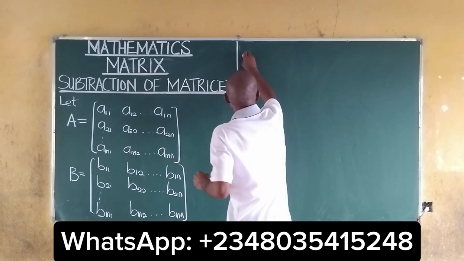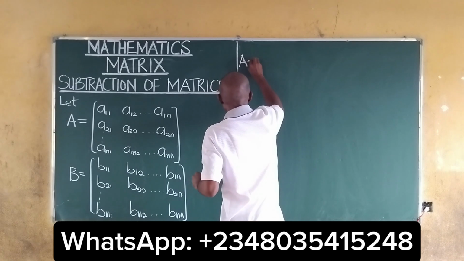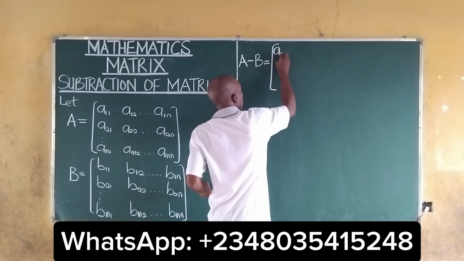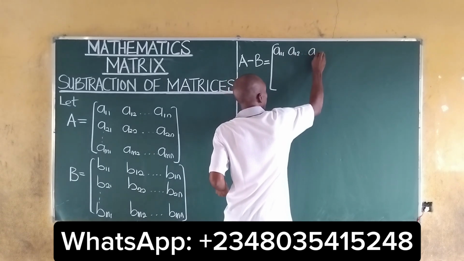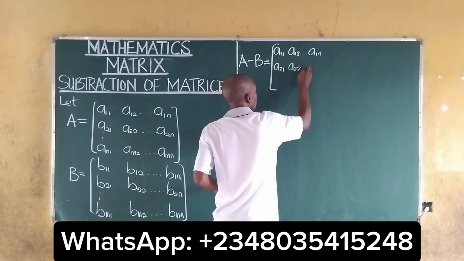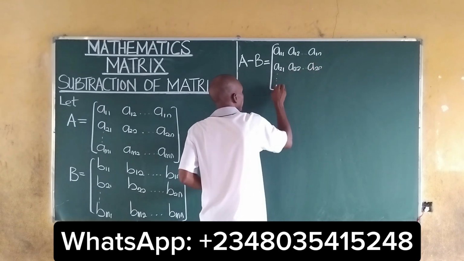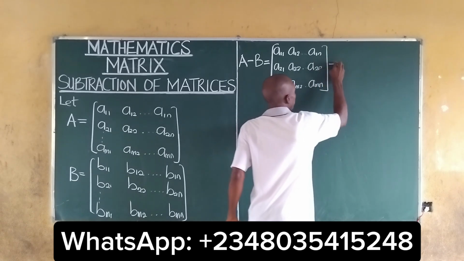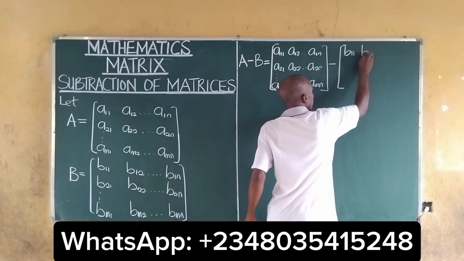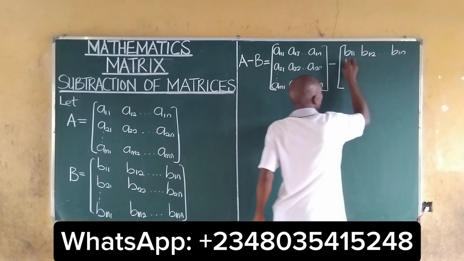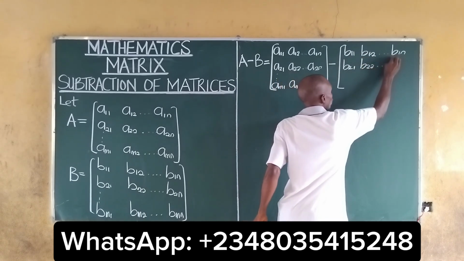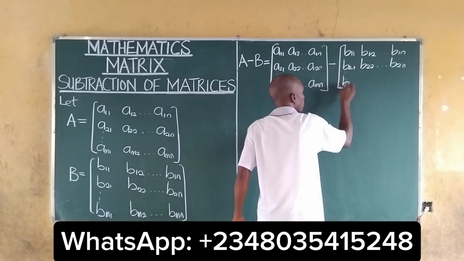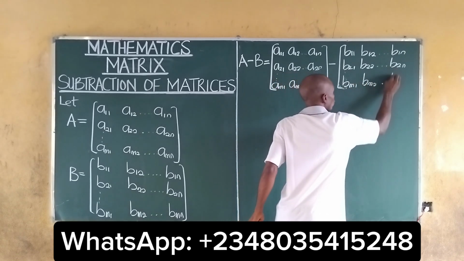We move over to this side. A minus B will be equal to A11, A12 to A1N, A21, A22 to A2N, AM1, AM2 to AMN minus B11, B12 to B1N, B21, B22 to B2N, BM1, BM2 to BMN.